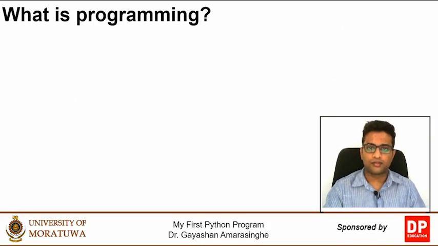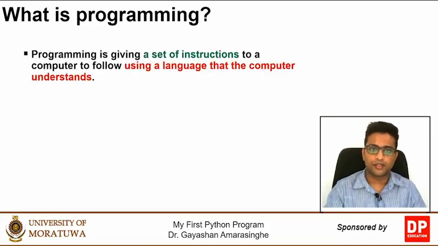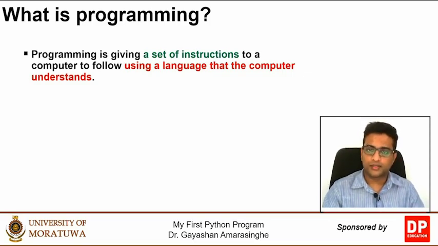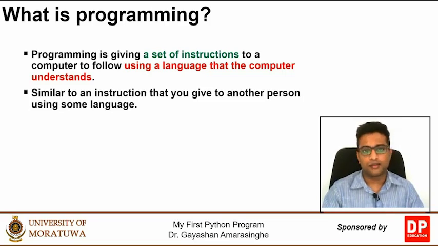So what is programming? When it comes to computers, programming is giving a set of instructions to a computer to follow. By following and executing these instructions, the computer is expected to complete some tasks. This is quite similar to instructions that you give to other people, like a family member or a friend or some random person that you meet on the road. You use a language understood by both parties and give instructions using that language.